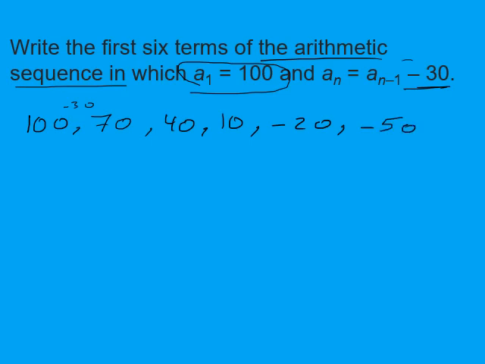So we can notice here that the first term, we call it A1, and it's equal to 100. And the number that we subtracted every time is negative 30.